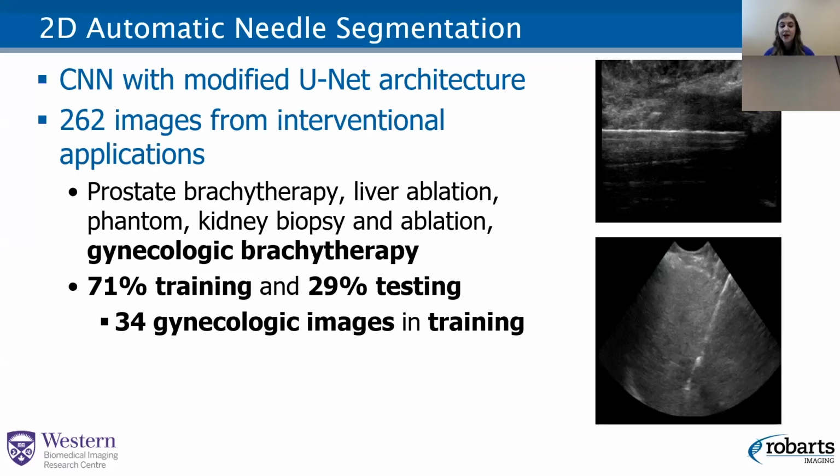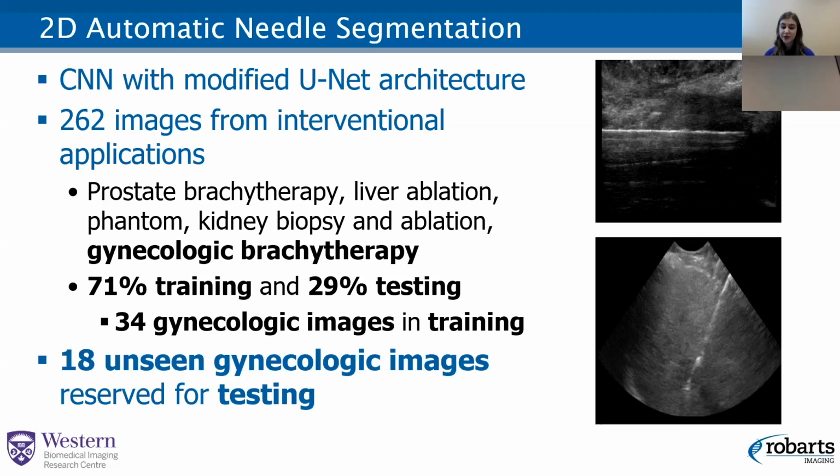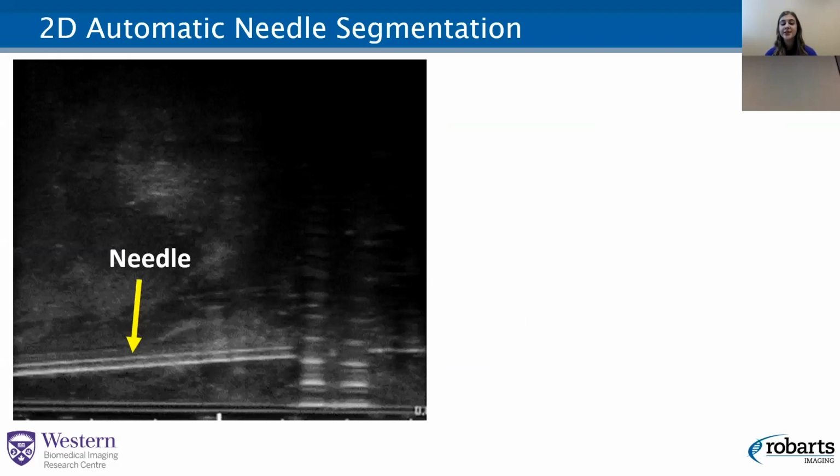And we split this data set into 71% for training and 29% as an unseen test set. And so this meant that we had 34 gynecologic brachytherapy images included in our training set, and we reserved 18 as unseen images to test on. And so here you can see an example of a segmentation from that. And so in this 2D frame, you can see a needle which passes through an air artifact.